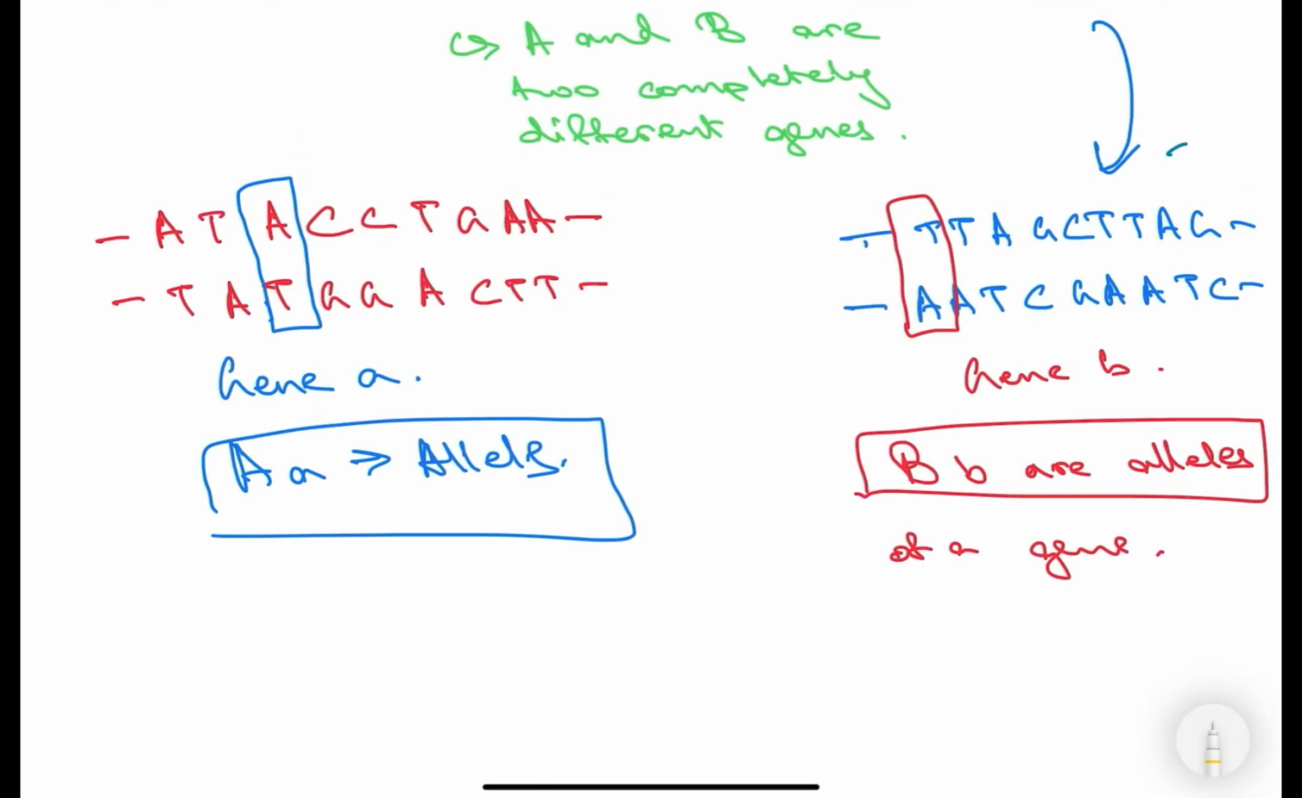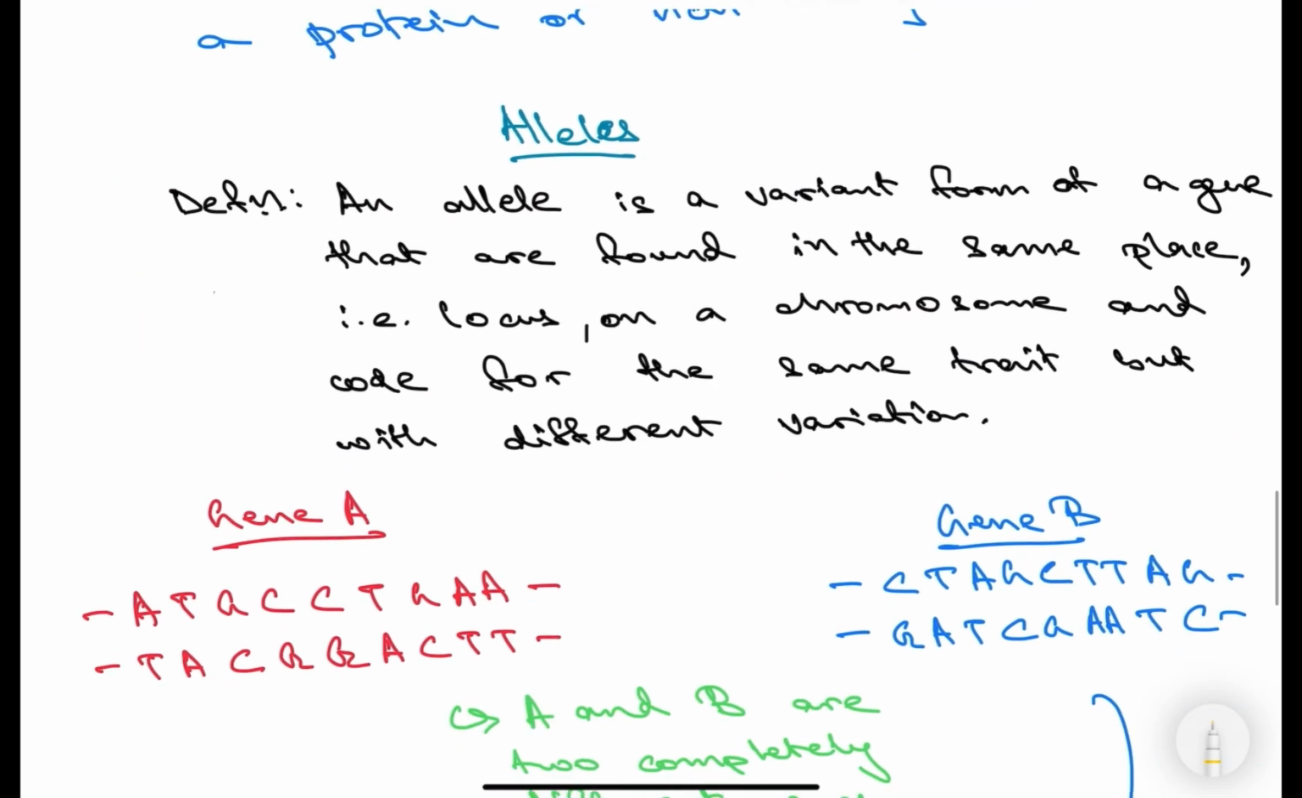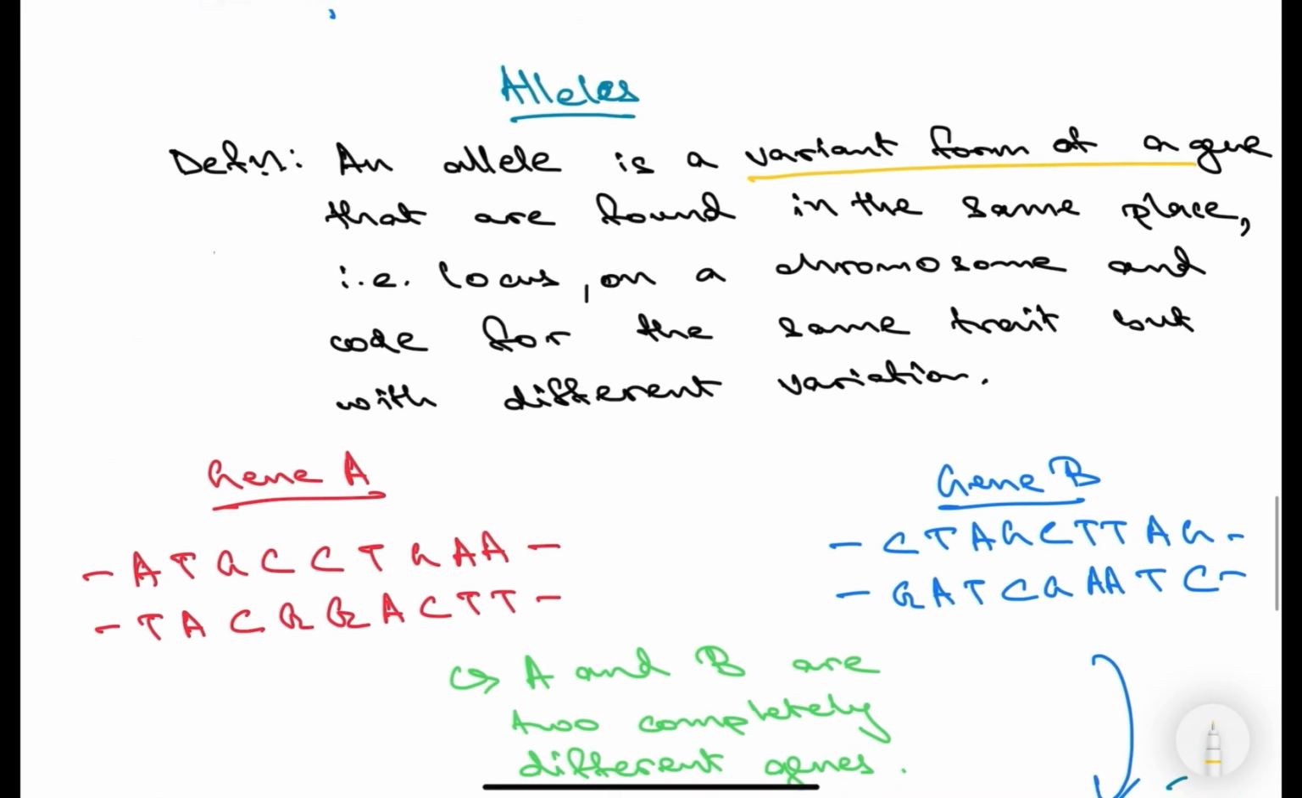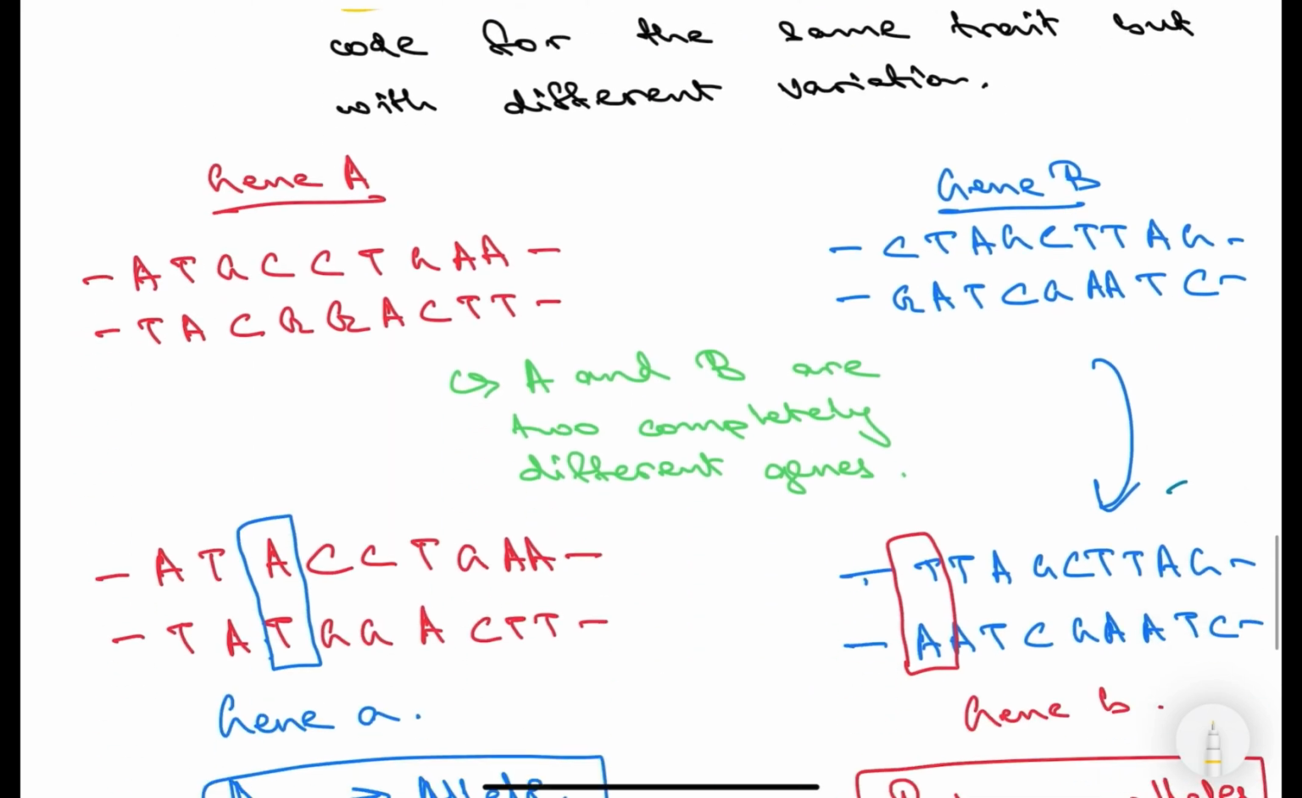Now, if we look at the definition, it says an allele is a variant form of a gene. This thing I explained just now. This is the explanation for the first part. Variant form of a gene that is found in the same place, that is, the locus on a chromosome. So now let us come to this part.